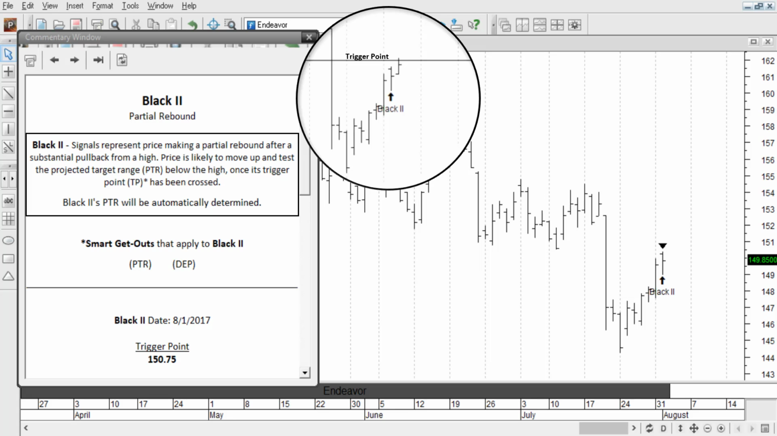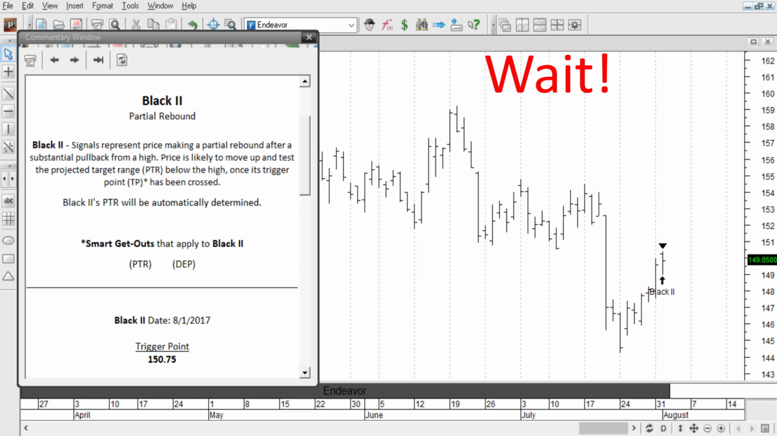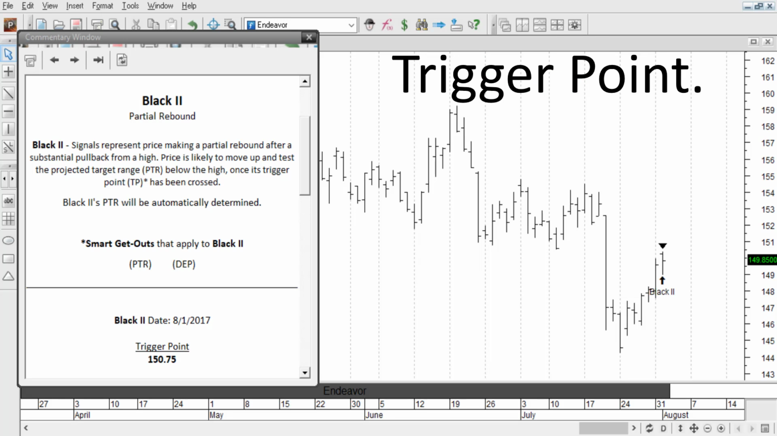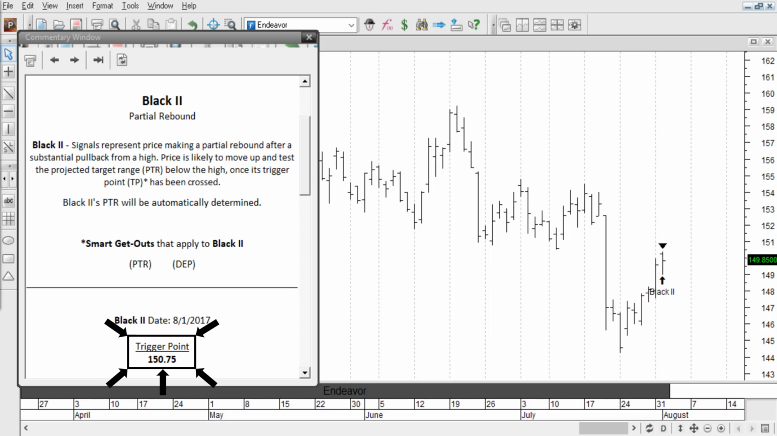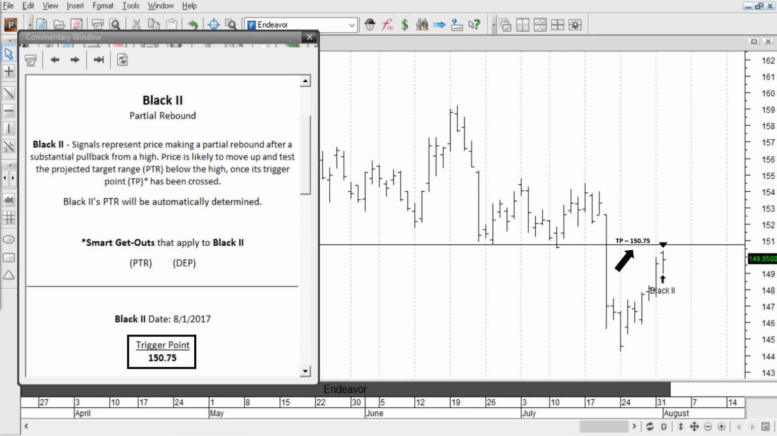Black 2 signals simply require price to cross the trigger point to confirm the signal. Wait, trigger point? What's a trigger point? It's this number right here, labeled trigger point. I'll tell you what, I'll mark it on the chart for you with a black line.